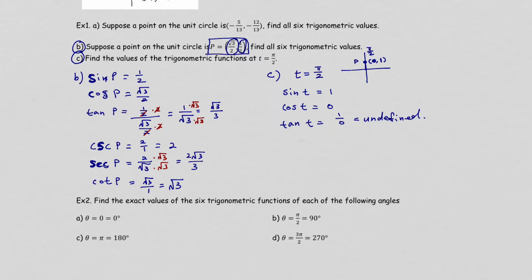And then you have cosecant t, secant t, and cotangent t. Cosecant, flip the sine, so it will be 1 over 1, which is still 1. Secant, flip the cosine, which is 0 over 1. Flip will be 1 over 0. That gives you another undefined.